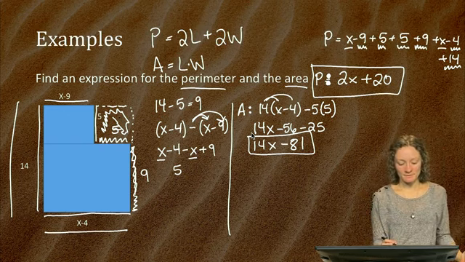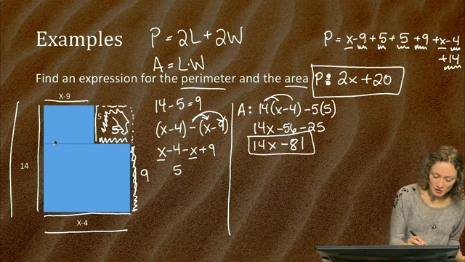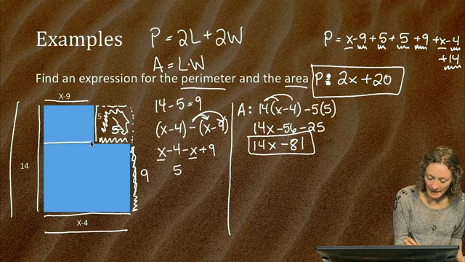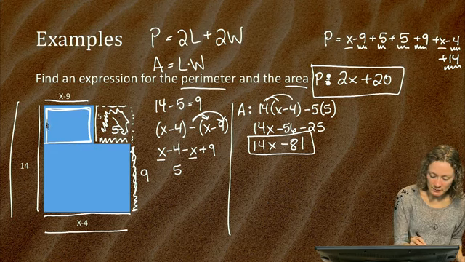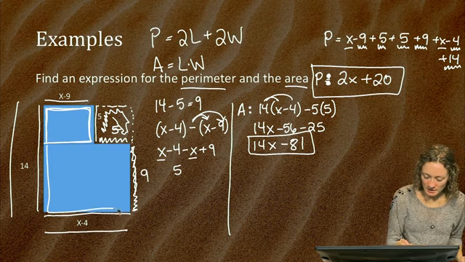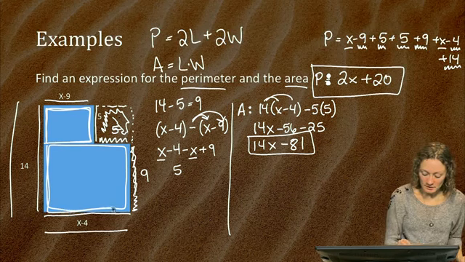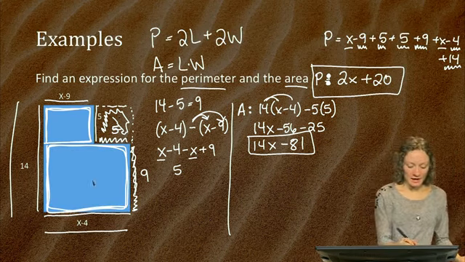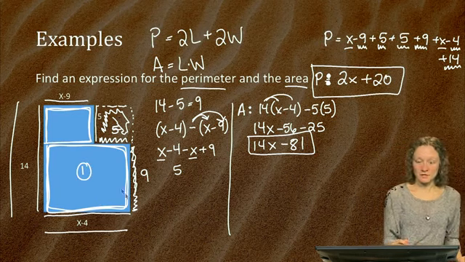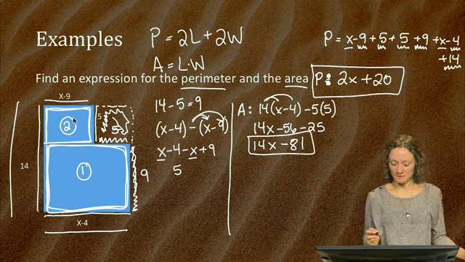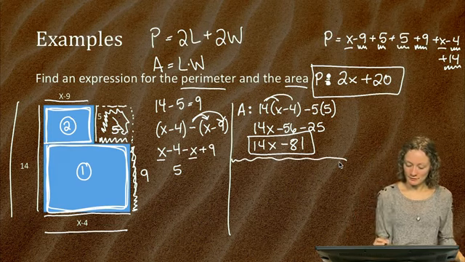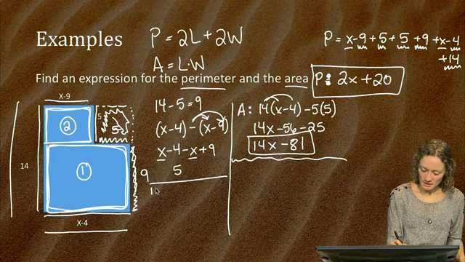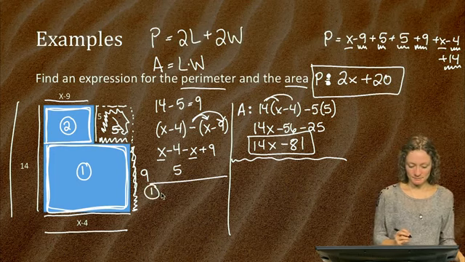Okay, another way would be to look at these as two separate pieces and add them together. Maybe you're visualizing this top rectangle and this bottom rectangle as separate pieces. You can go that route. If you go this route, you can find the area for the first piece and the area for the second piece separately and then add them together. So if we go that route, let's add over here. Area for the first piece.